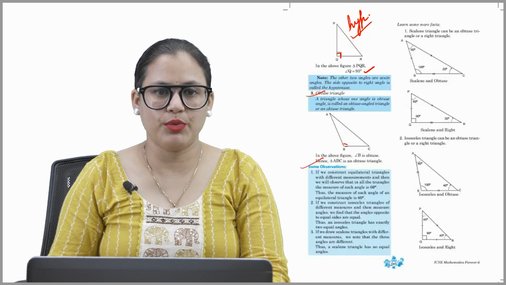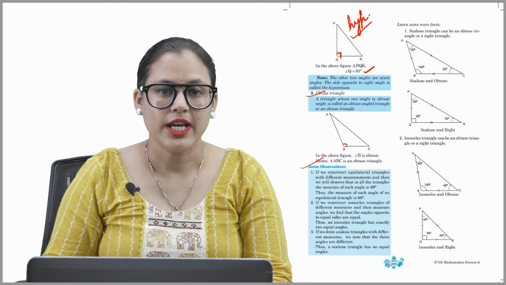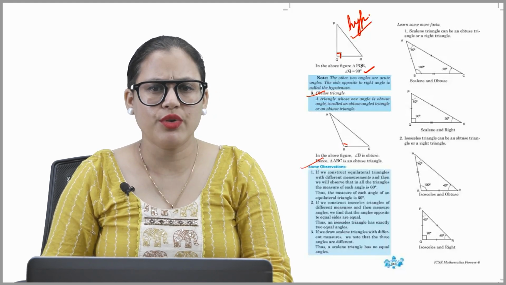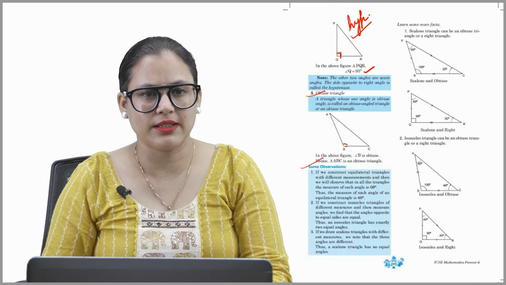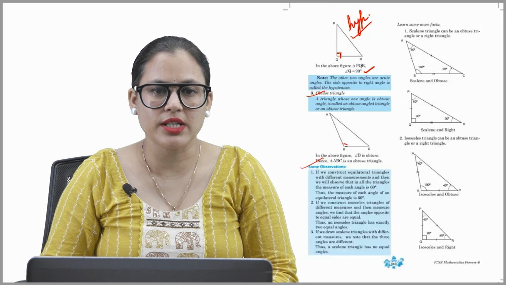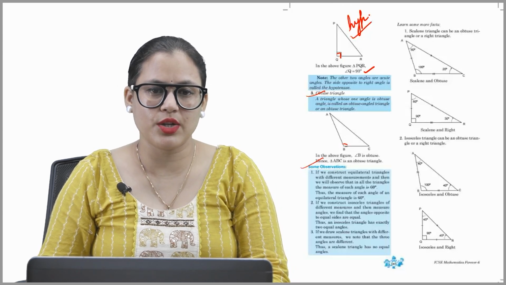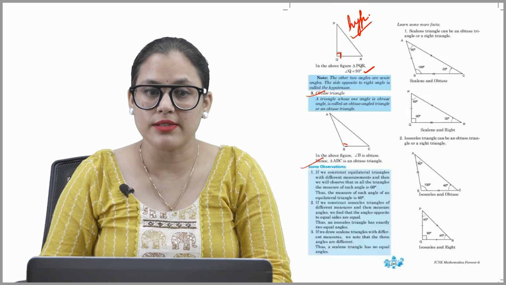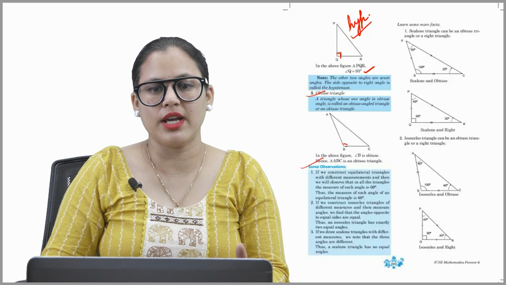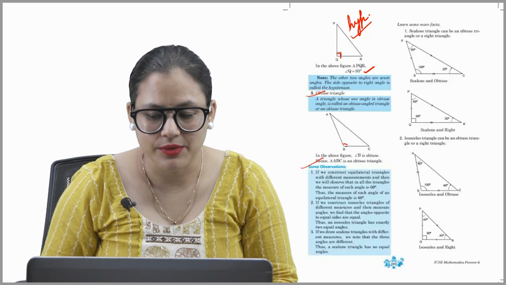Some observations. Number 1, if we construct equilateral triangles with different measurements, we observe that in all the triangles, the measure of each angle is 60 degrees. Thus, the measure of each angle of an equilateral triangle is 60 degrees. Number 2, if we construct isosceles triangles of different measures and then measure angles, we find that the angles opposite to equal sides are equal. Thus, an isosceles triangle has exactly 2 equal angles. Number 3, if we draw scalene triangles with different measures, we note that the 3 angles are different. Thus, a scalene triangle has no equal angles, right?